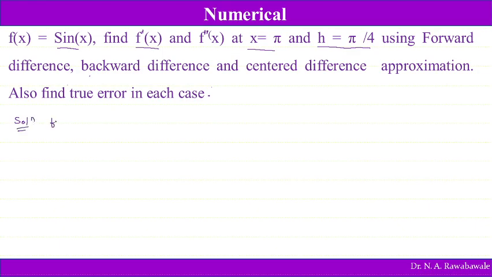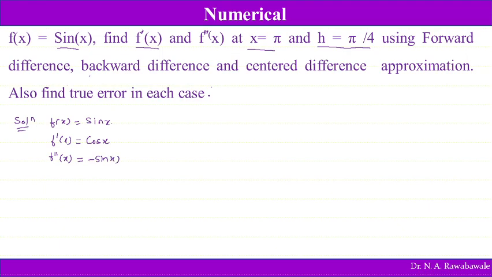f of x is equal to sin x. The first derivative dy by dx, that is f dash of x, the derivative of sin x, is cos x. If we again differentiate, we get the second derivative f double dash of x: the derivative of cos x is minus sin x.